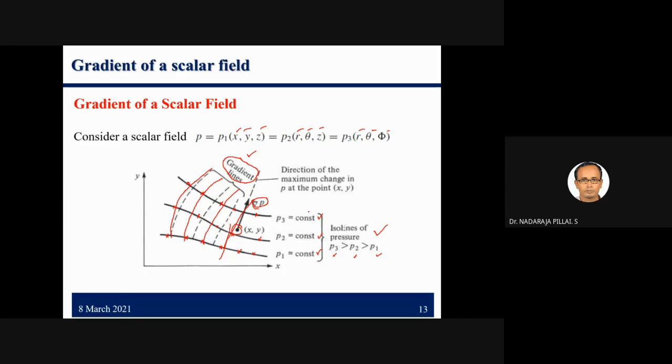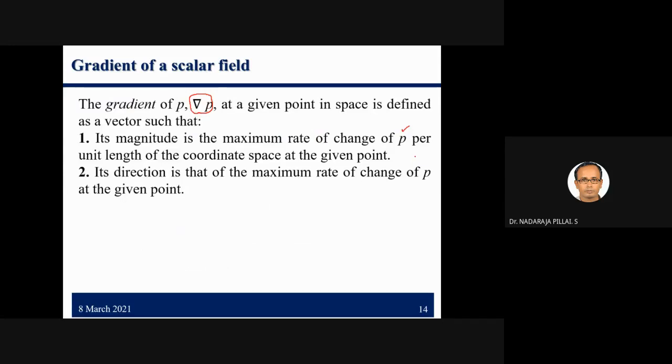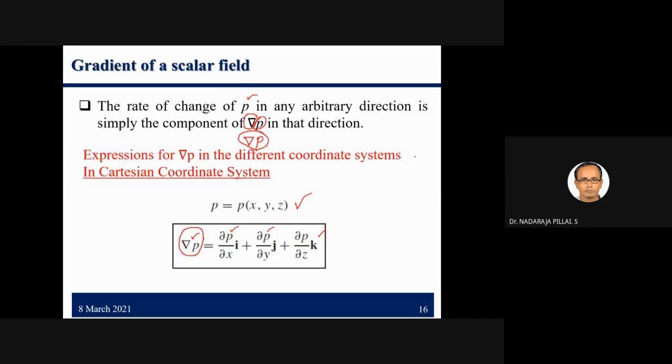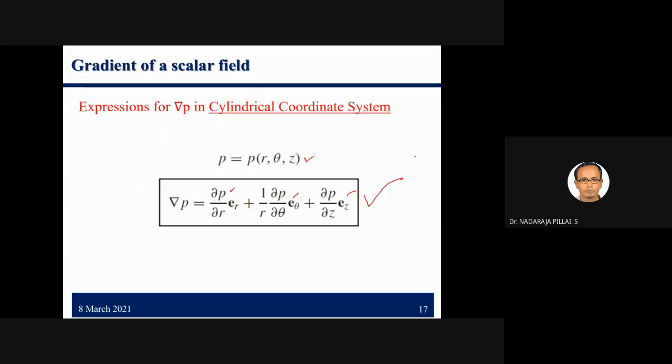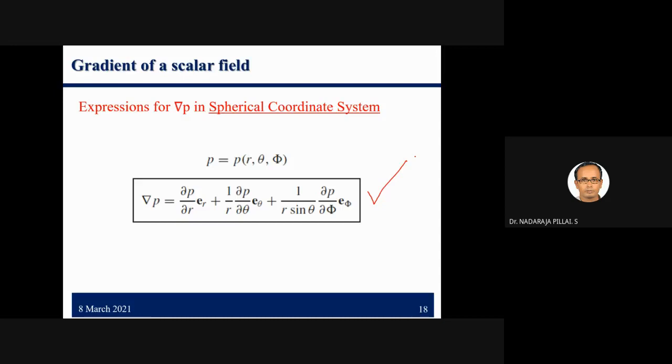Then we move to a topic called gradient. I told you we have isolines P1, P2, P3, and usually for the GATE exam they ask one question on gradient, divergence, and curl. So you need to study and read it a little deeper, right? The gradient of a scalar field can be represented by del P, and del P can finally be represented as ∂P/∂x i plus ∂P/∂y j plus ∂P/∂z k. Similarly, in the cylindrical coordinate system and the spherical coordinate system.